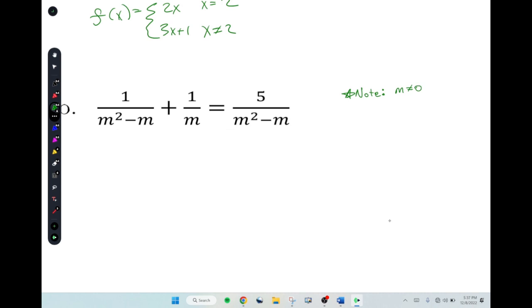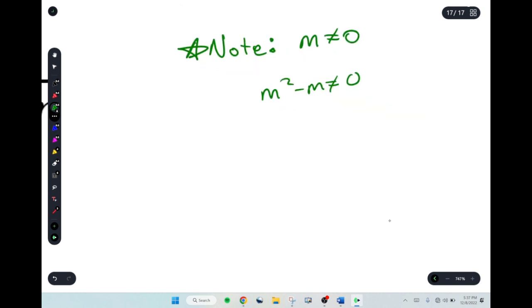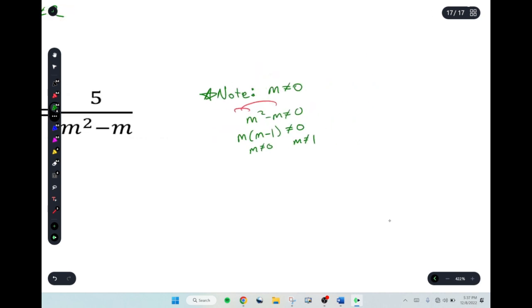Cool. But there's another thing that m better not be. M squared minus m better not be 0, which means I've got to do a little bit of math to sort that out. Factor it out, and you get m times m minus 1 better not be 0, which means m better not be 0, and m better not be 1. Okay, there's our restricted domain. Ugly as it is, it's those three things: 0, 0, 1. You don't need the second 0, but it's there anyways.